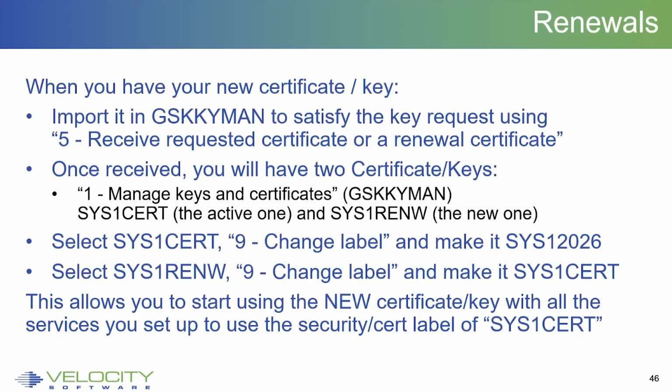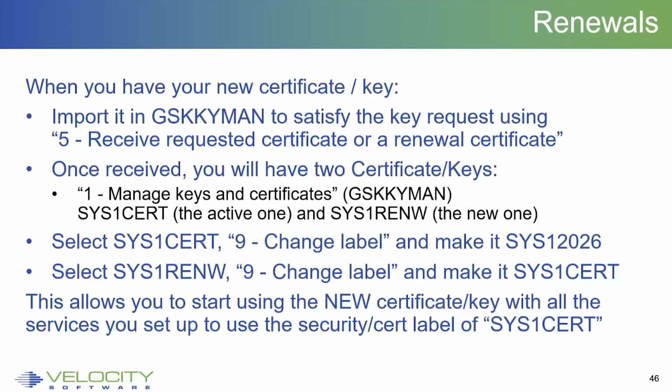This is the point where you're going to go into each one and relabel them. So you're going to relabel your active one from sys1 cert. Let's just call it sys1 2026. And then select your new certificate, sys1 renew, change its label, and make it sys1 cert. Now that allows you to start using the new certificate with the exact same label of sys1 cert.